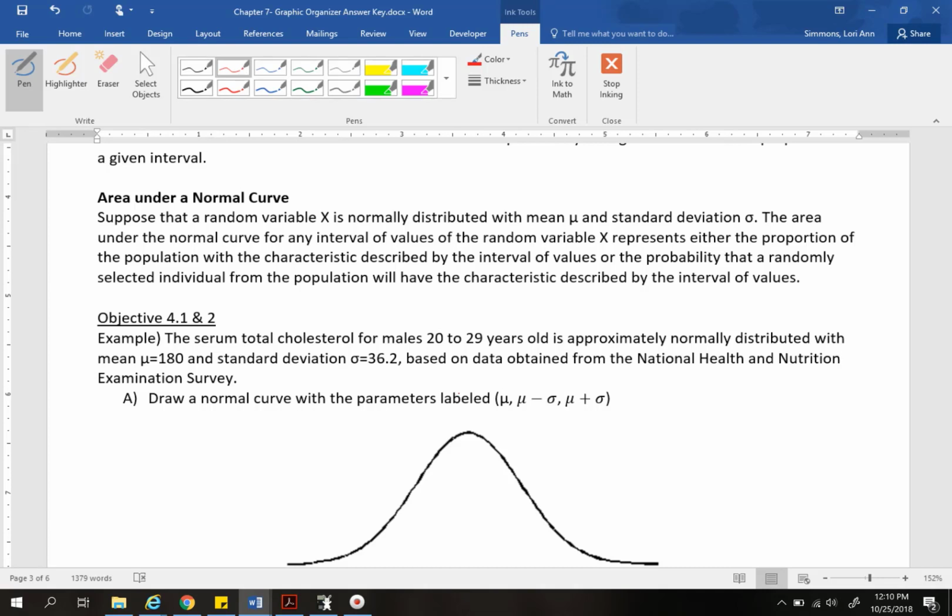The area under the normal curve for any interval of values of the random variable x represents either the proportion of the population with the characteristics described by the interval of values, or the probability that a randomly selected individual from the population will have the characteristic described by the interval of values. So basically, when we find a shaded area underneath the curve, it's a proportion or a probability.